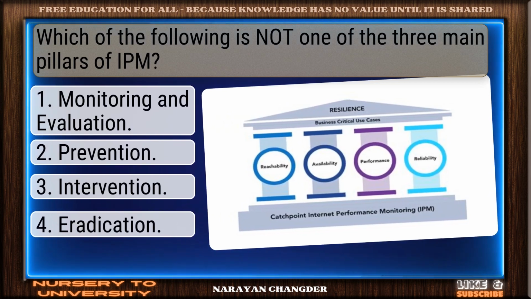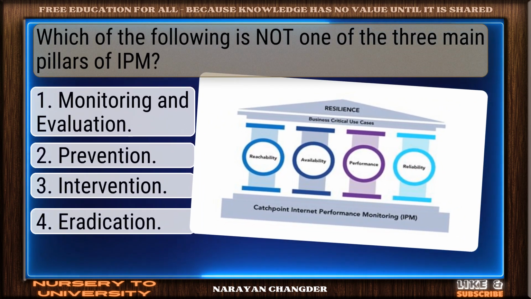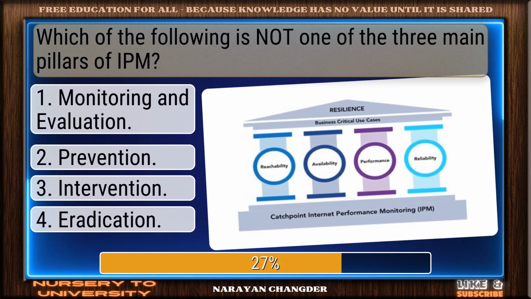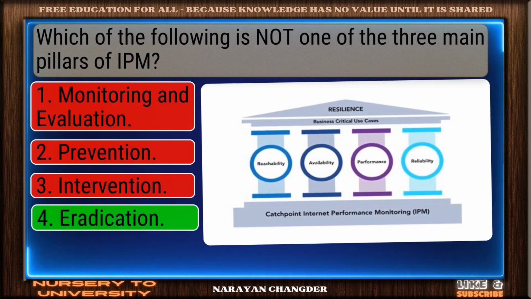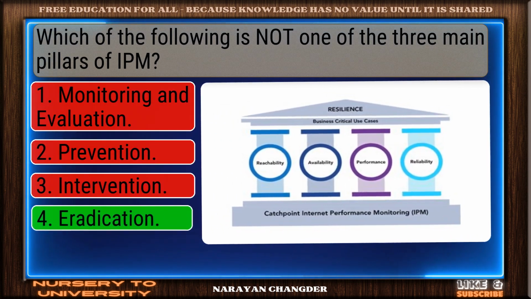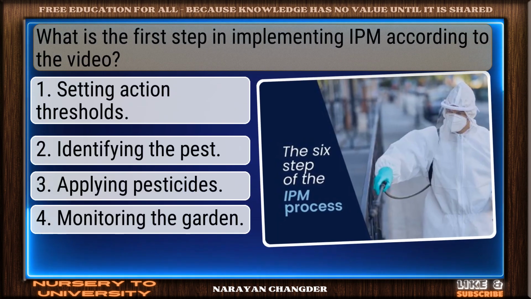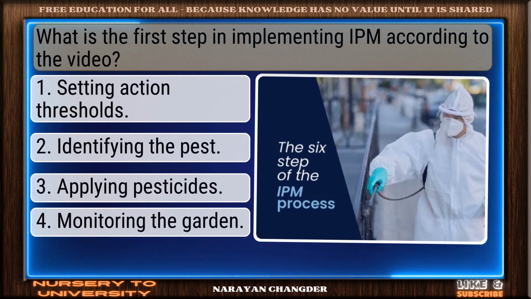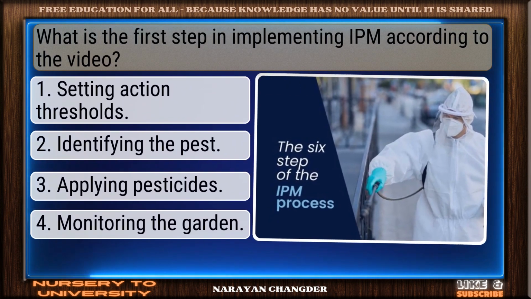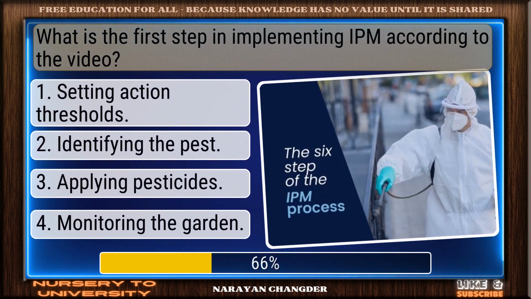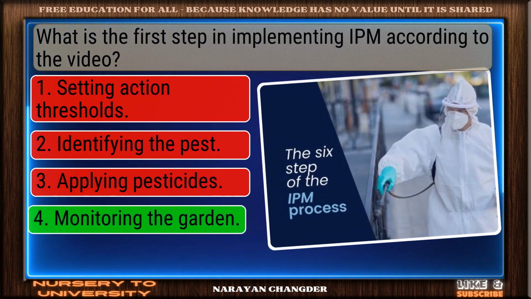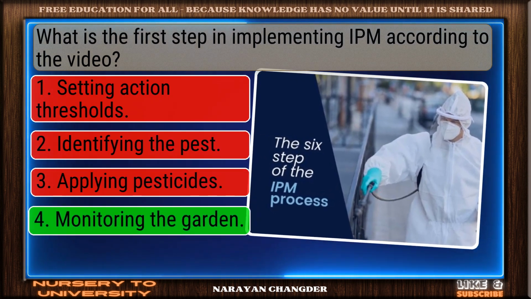Which of the following is not one of the 3 main pillars of EPM? Strong choice. Eradication is the right answer. What is the first step in implementing EPM according to the video? Correct. Monitoring the garden is the right answer.